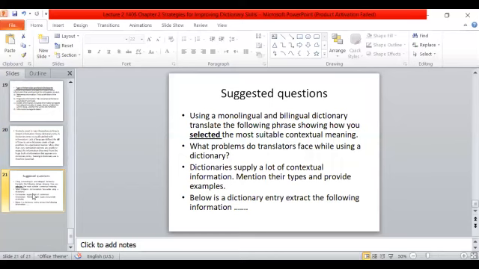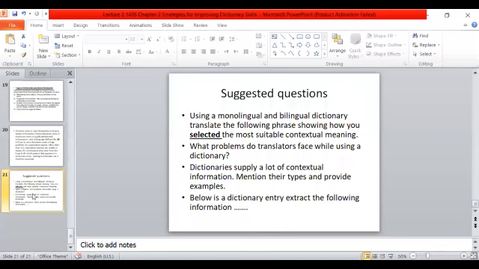Using a monolingual and bilingual dictionary, translate the following phrases showing how you selected the most suitable contextual meaning. This means that hopefully you are going to get two dictionaries with you, one a monolingual and one a bilingual. You may have them online on your mobiles. And then I'm going to give you a phrase to translate, and I'm going to ask you how did you translate this phrase depending on the selection of a particular meaning or sense that suits the context or the sentence in which the word occurs.